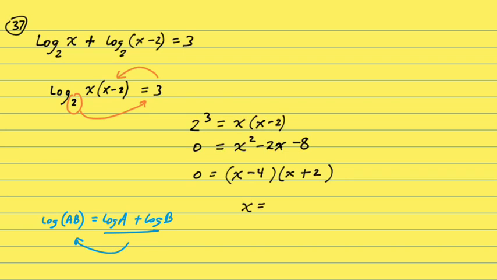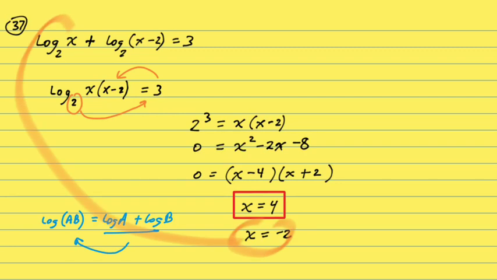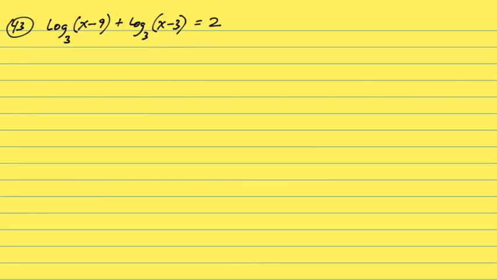What makes these 0 is x equals 4 and x equals negative 2. I can only use 4 because if I put a negative 2 in, that gives me the log of a negative. And that's not allowed. You're not allowed to take logs of zeros or negatives. Always check the answer on these. Okay, let's do another one, 43.